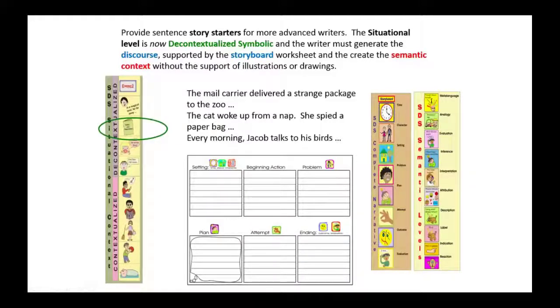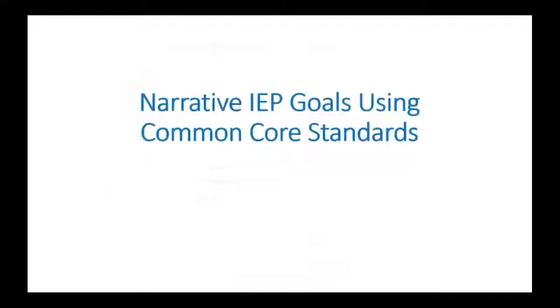So now we're up at this decontextualized level. There aren't any pictures to support it, and the children have to use their own language system to symbolize in words what's happening in the story. So it's at a much higher level.